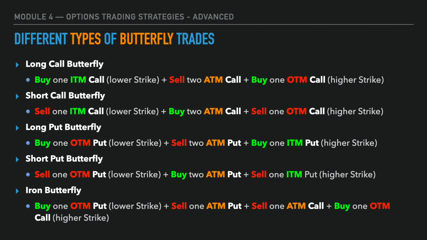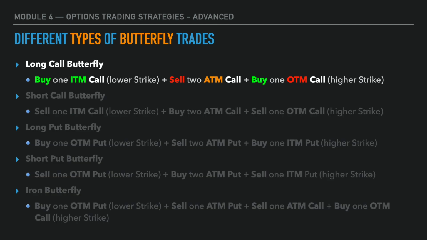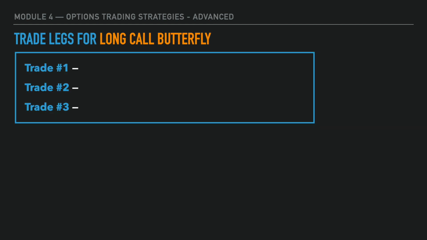In this tutorial, we will mainly focus on the first trade setup, the long call butterfly, because it's the most commonly used type of butterfly trade among traders, and also it's easier for complete beginners to apply. Alright, now let's take a closer look at the details of a long call butterfly trade. There will be three trade legs in total.